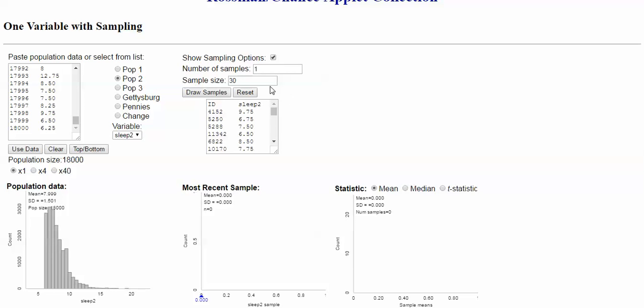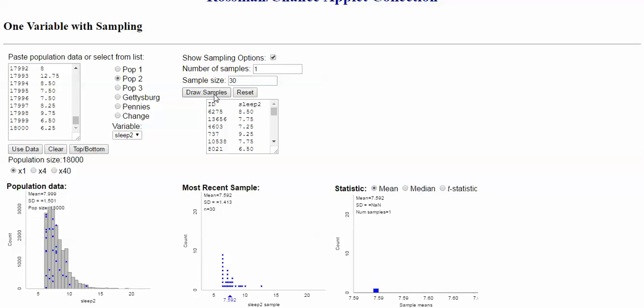Now I'll randomly select some samples one at a time. When I click on Draw Samples, it's going to give me one sample of 30 people, and it's going to calculate the mean of the sample. So the 30 people that it selected have a sample mean of 7.592, and it plotted the sample mean down here.